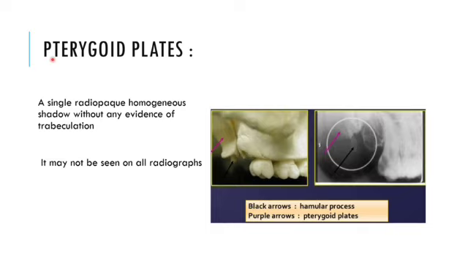Next, coming to the pterygoid plates. So what are pterygoid plates? A single radiopaque homogeneous shadow without any evidence of trabeculation. So these are the pterygoid plates, and they may not be seen in all radiographs. Maybe for a maxillary third molar projection where you have kept your IOPA very behind, it may cover the pterygoid plates as well. So in such radiographs, you can see the image of the pterygoid plates. This purple arrow is your pterygoid plate, and this black arrow is indicating the hamular process.